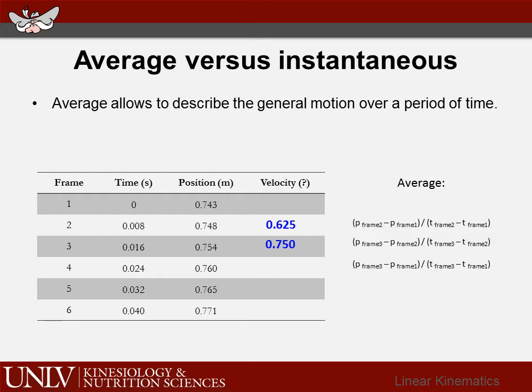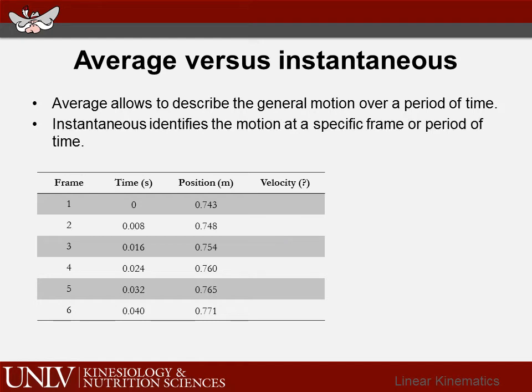Now, if I want to get more in depth, I can talk about the instantaneous velocity. This identifies the velocity at a specific frame. I can identify the velocity at frame 2 when the image is captured, or frame 3 or 5 or 6. I can't do 1 and I can't do 6 for this example, because I need a frame before and a frame after. So it tells me, more importantly, what is occurring at that point.